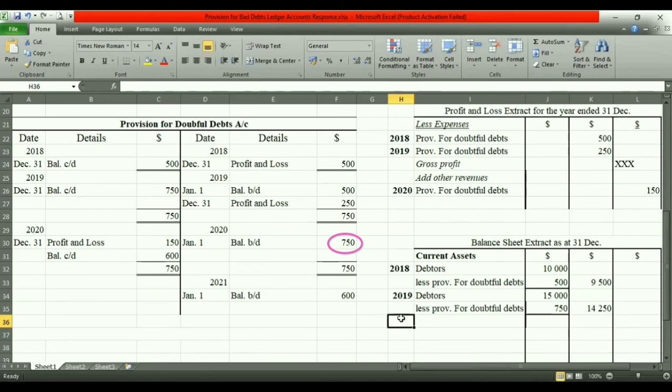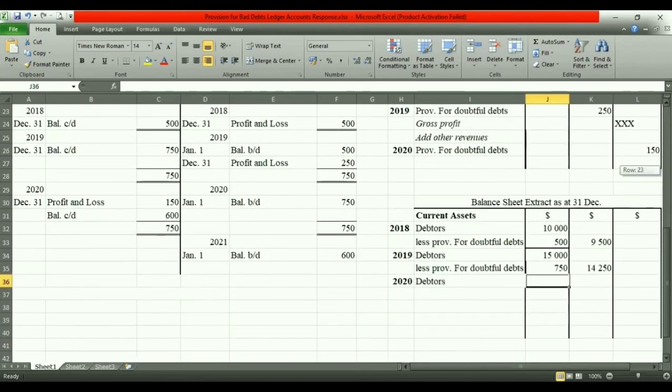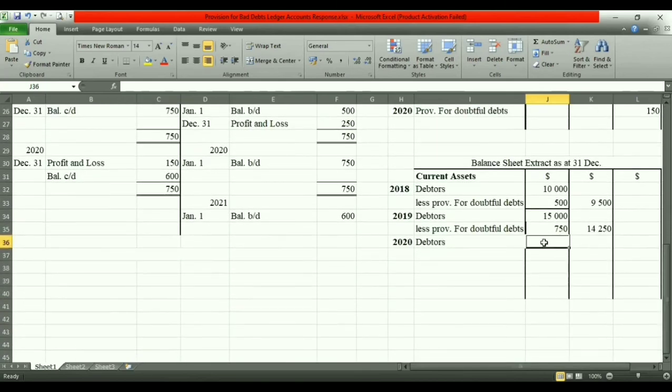Now, in 2020, that's where we are. We're almost there. 2020, we are going to pick up our debtors value, and we're going up to the question. In the question, you're seeing that your debtors value is $12,000 for 2020. We're going to record that 12,000 as our debtors.